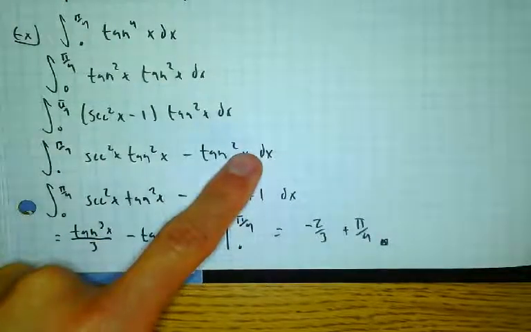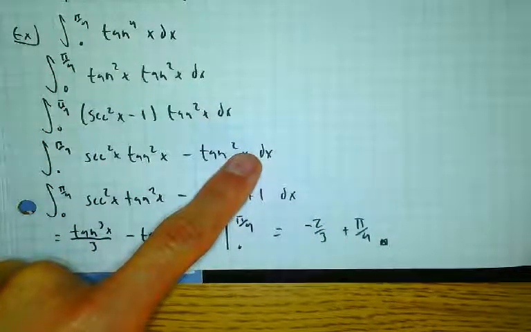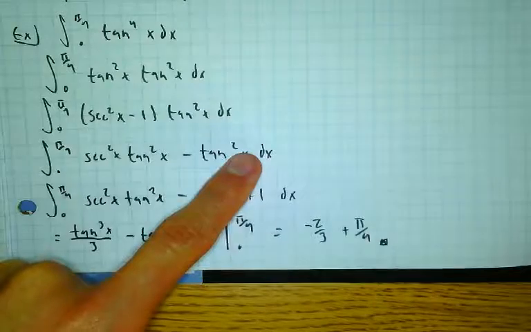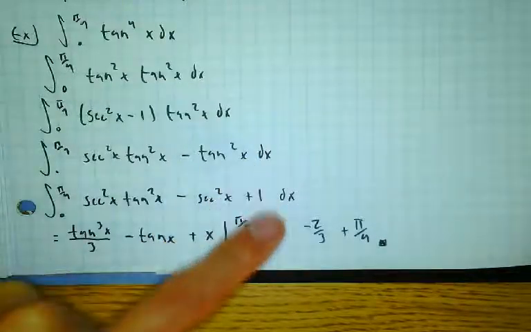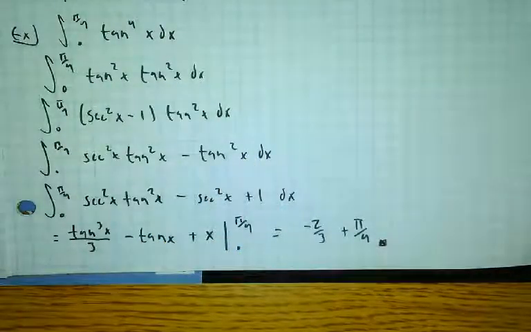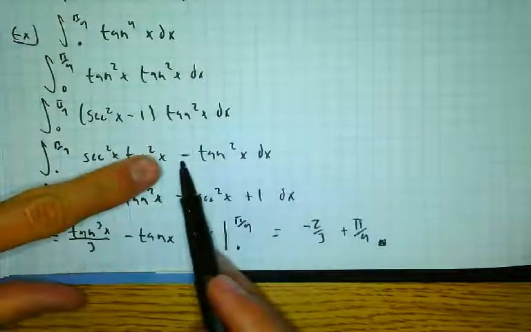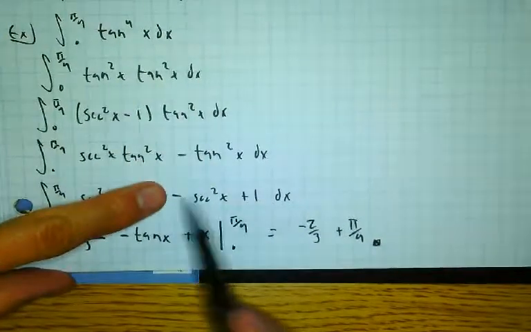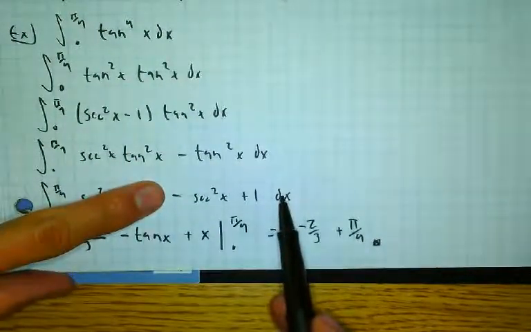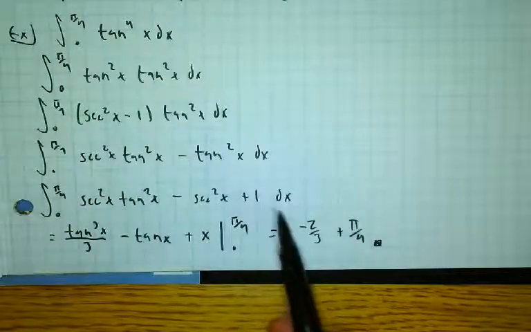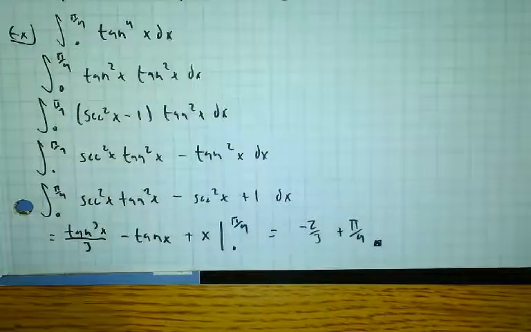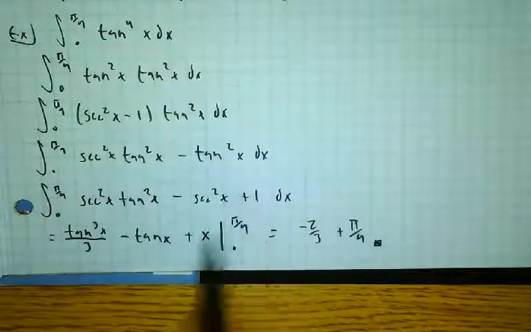Now this part is where you got to think about it a little bit. You got to remember tangent square x is the same thing as secant square x minus 1, but because it's a minus here, that makes this into a negative and that into a positive. And that's simple to integrate because the integral of secant square would be tangent, which gives us that, and then the integral of x would be that.